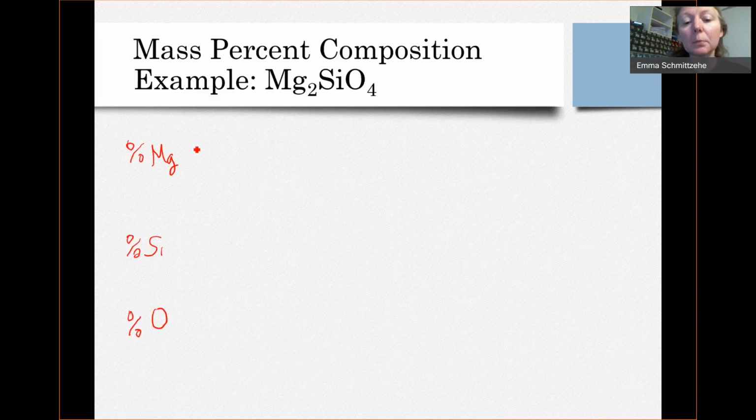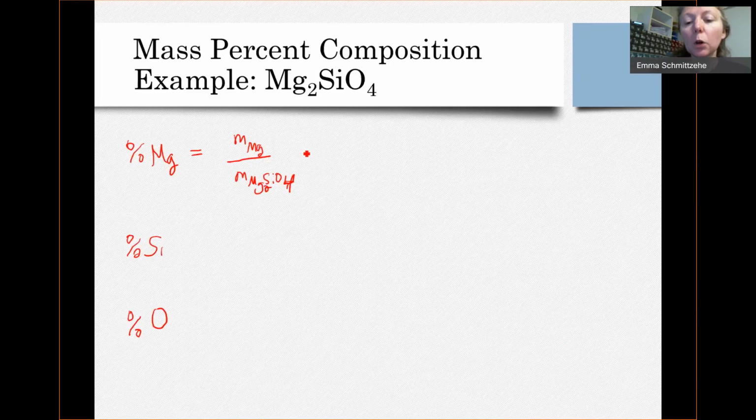And we do that by putting the mass of the particular thing we're focused on. So in this case, the mass of magnesium, we're going to put on top, and then over the total. So the mass of Mg2SiO4. Okay.